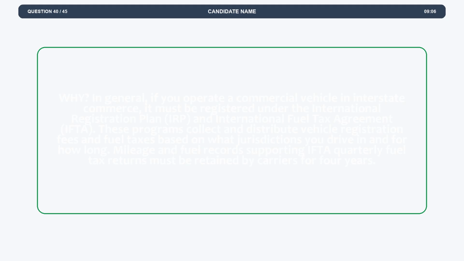Explanation. In general, if you operate a commercial vehicle in interstate commerce, it must be registered under the International Registration Plan (IRP) and International Fuel Tax Agreement (IFTA). These programs collect and distribute vehicle registration fees and fuel taxes based on what jurisdictions you drive in and for how long. Mileage and fuel records supporting IFTA quarterly fuel tax returns must be retained by carriers for 4 years.